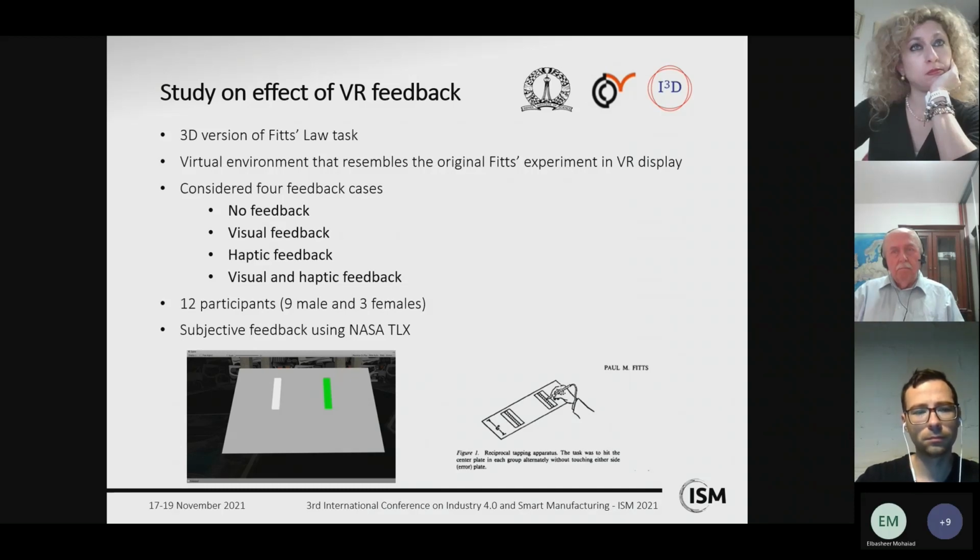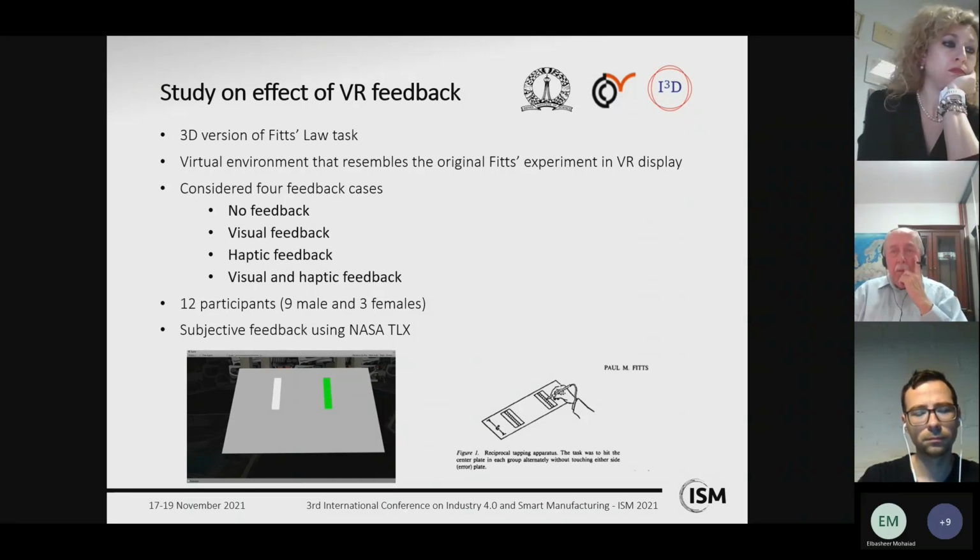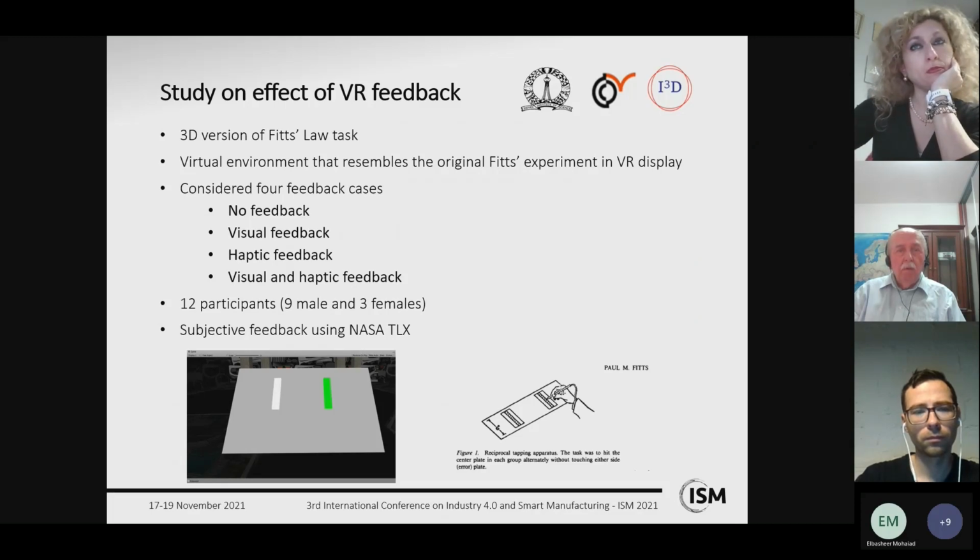The experiment is conducted with 4 feedback cases. First one is no feedback to the participants. Second one is visual feedback, then haptic feedback. Visual feedback is the cube will turn green as the participant reaches that cube. And haptic is the VR controller. We use the HTC Vive Pro. The VR controller will give a haptic feedback as soon as the participant reaches the cube. And the fourth one is the combination of visual and haptic feedback.